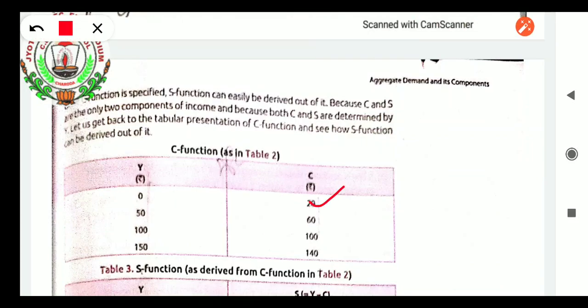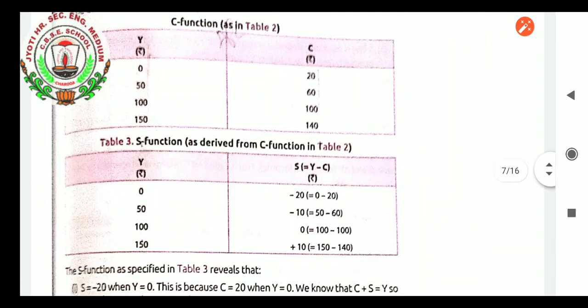When the income increases from 0 to 50, the consumption increases from 20 to 60, that is 40 units. So a proportion is there, students: as income increases, consumption also increases. When the income increases to 100, 50 units more, consumption also increases from 60 to 100, 60 plus 40. But now, when the income is 150, the consumption is 140. Why not more than 140? Because here people start having savings, which you can see in the table.